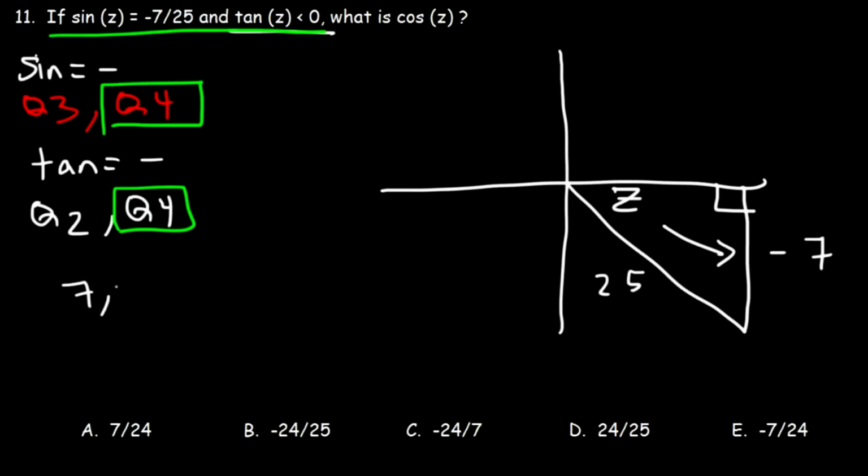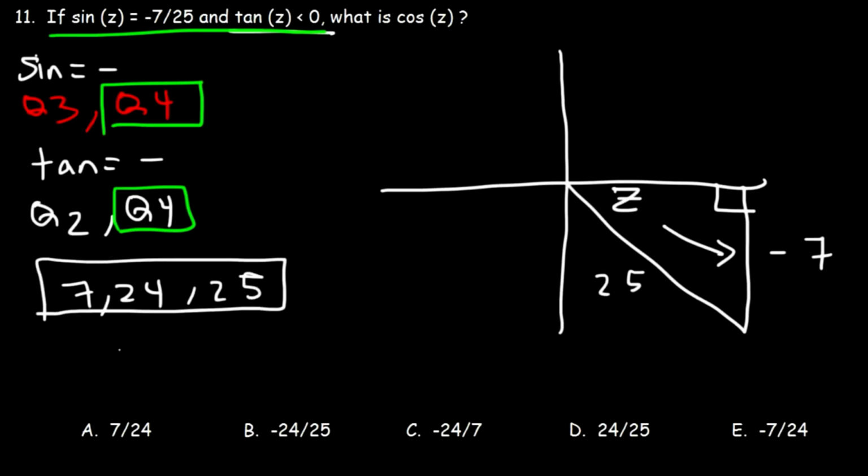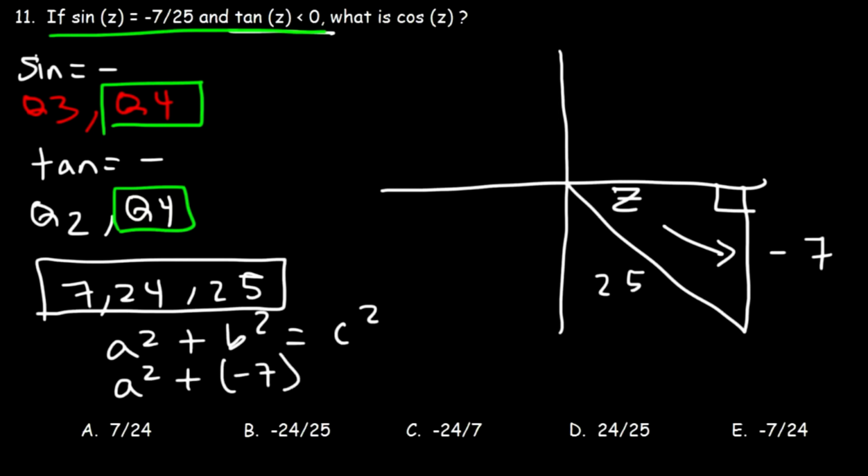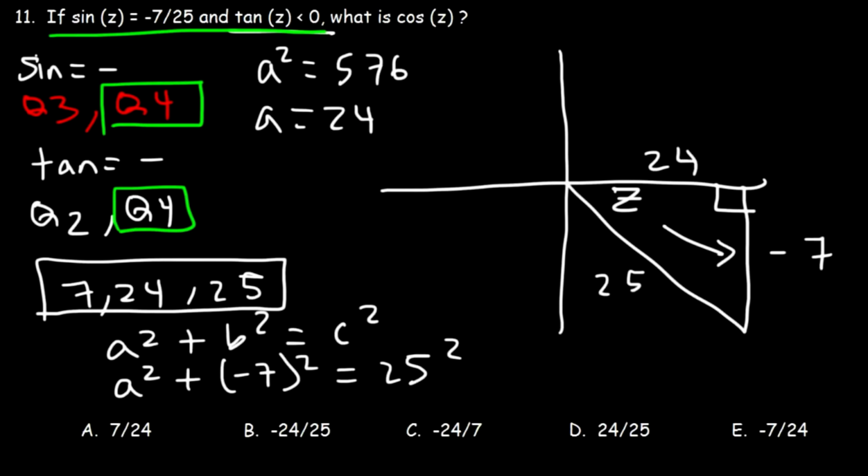Now this is a 7, 24, 25 triangle. If you're not sure about that, you can use the Pythagorean theorem to find the missing side. So let's say we're looking for A. B is going to be 7 or negative 7, and C is 25. 25 squared is 625 minus 49. That gives you 576. So the square root of 576 is 24, which is the missing side. And it's positive 24 because x is positive on the right side, but y is negative as you go down. So that's why we have a negative 7.